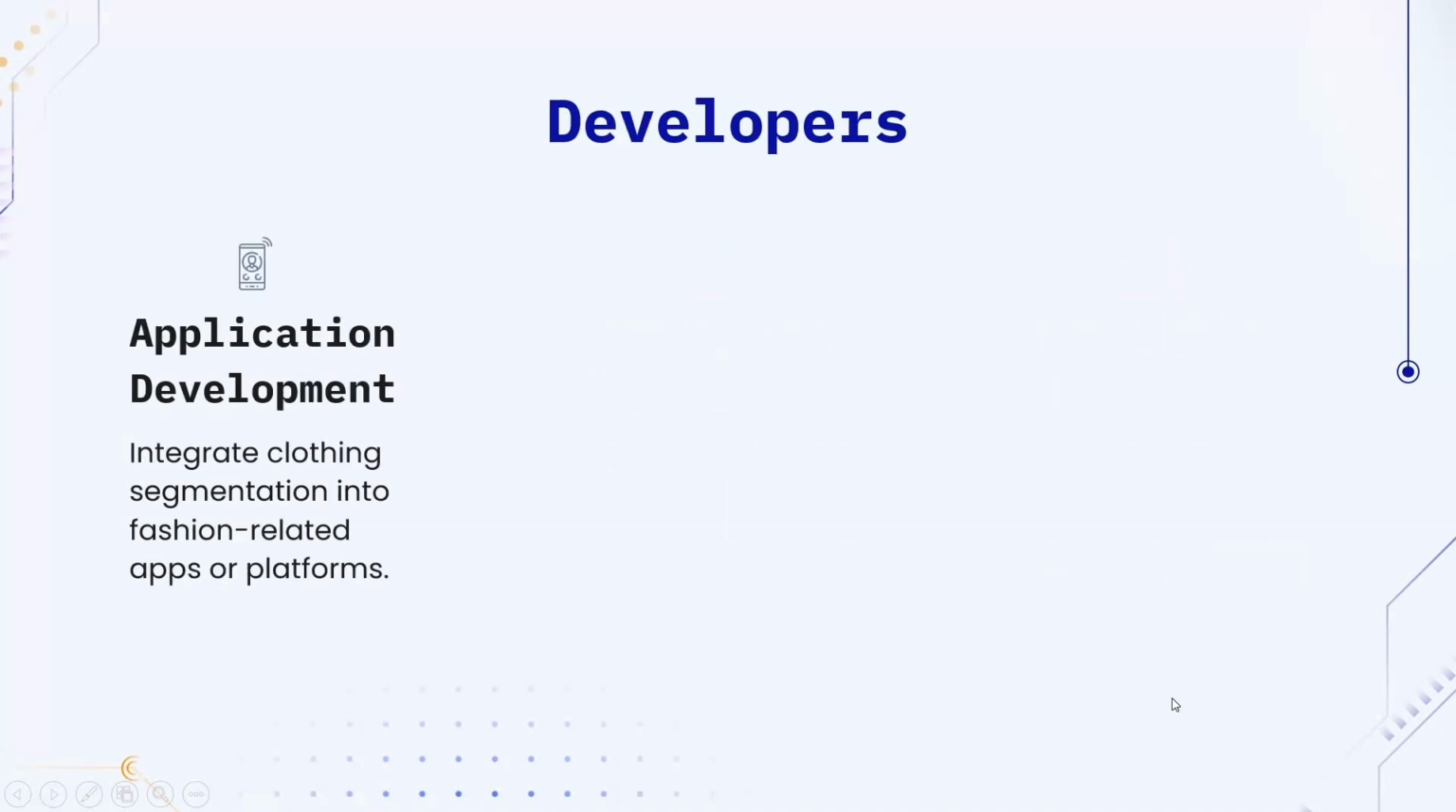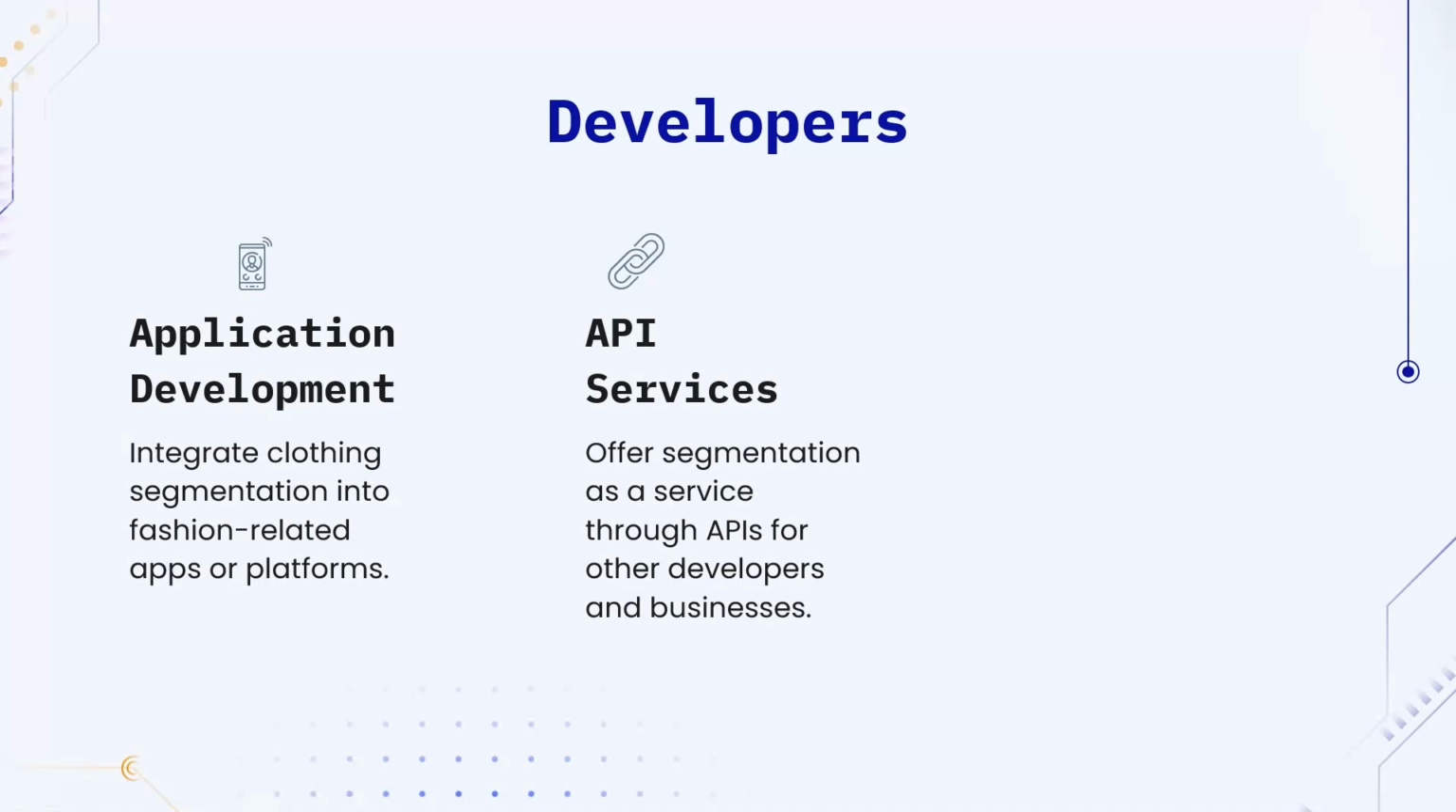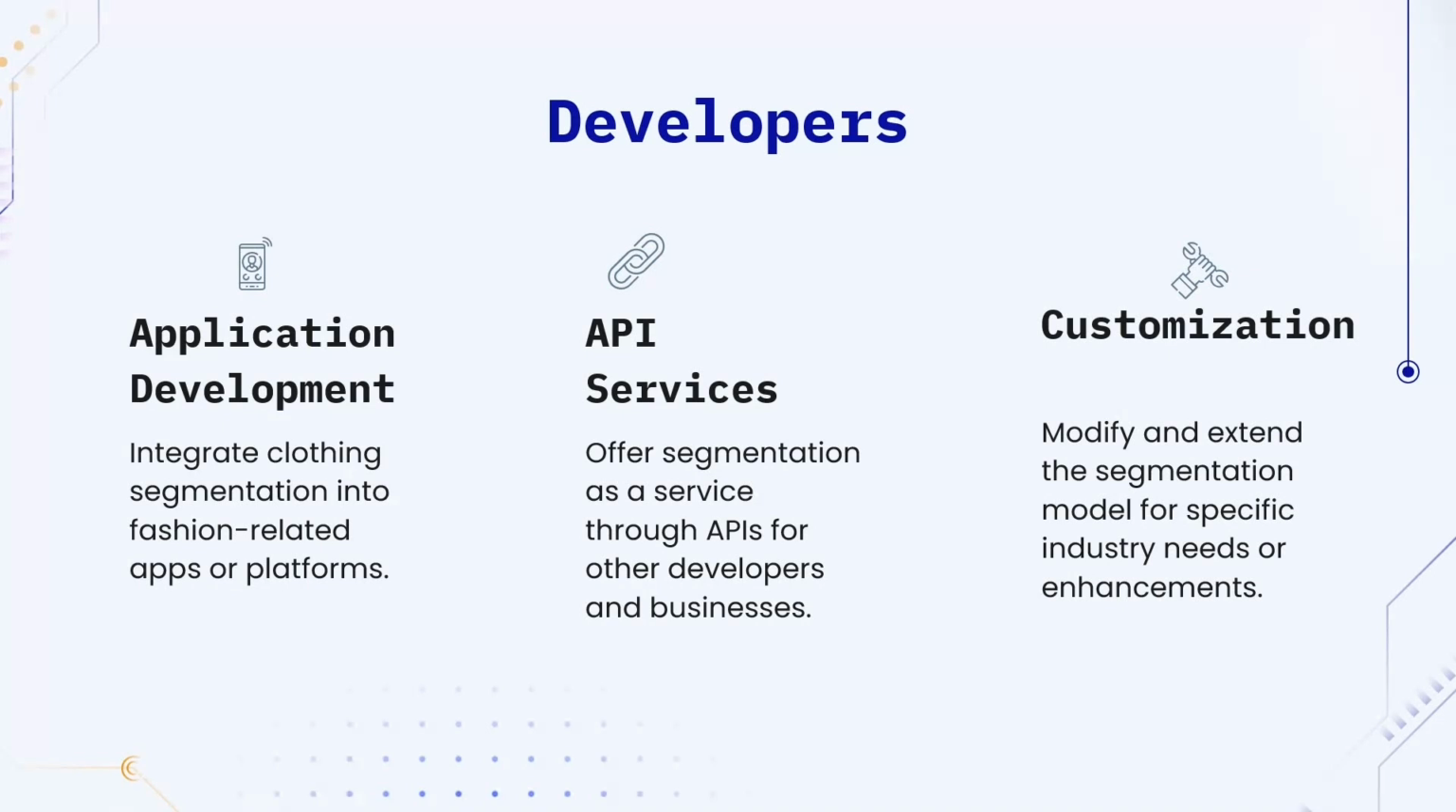Next, developers will find this application highly versatile and practical. They can use this in application development, where they can integrate clothing segmentation into existing applications to enhance functionality and user experience. For example, you can develop apps that automatically categorize and tag clothing items in images. Additionally, developers can offer segmentation as a service through APIs, providing other developers and businesses with powerful image processing capabilities. Moreover, they can customize and extend the segmentation model to fit specific business needs or to explore new features and improvements. This flexibility makes it an excellent tool for rapid prototyping and innovation.